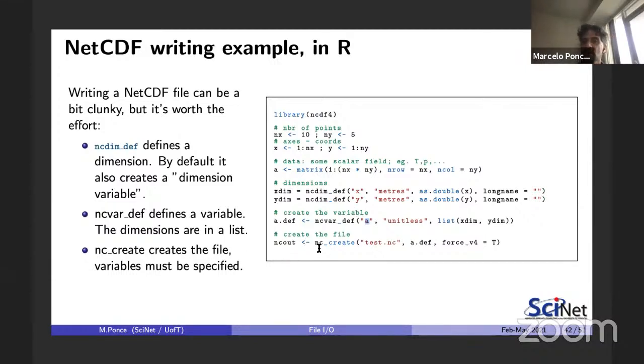Now comes the process of creating the file. So in this case, I'm going to call this ncout because it's the output for the NetCDF file. I'm going to use the function nc_create, the name of the file, test.nc, then what definition I want to put, what variable I want to put. I want to put the variable associated to the matrix, so a.def. And then this label is to actually enforce using version 4 of NetCDF. So force_v4 equal TRUE makes sure that we are saving the file as NetCDF version 4, which is the modern version of NetCDF.